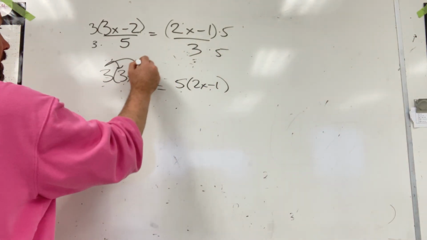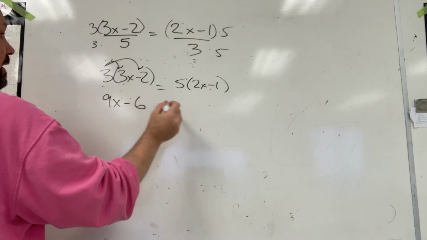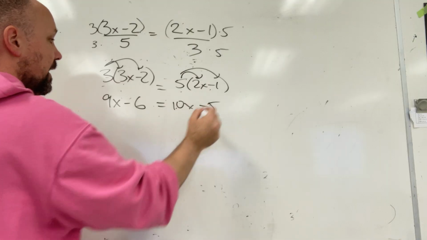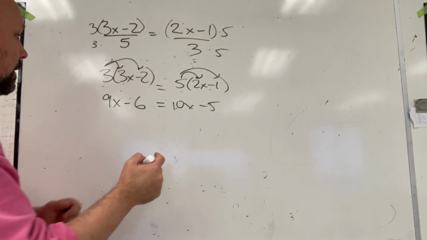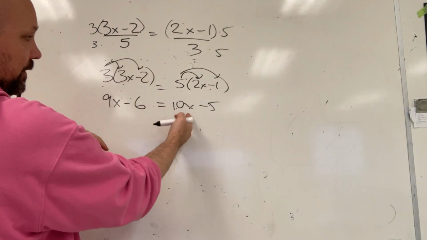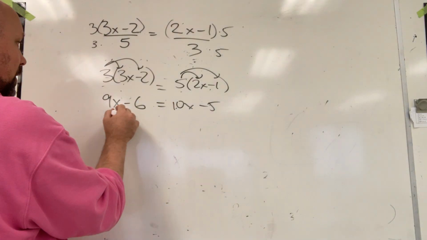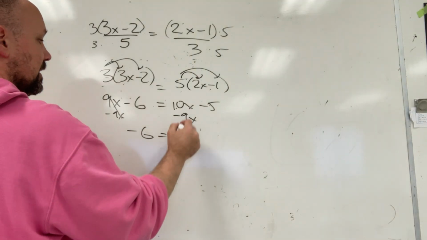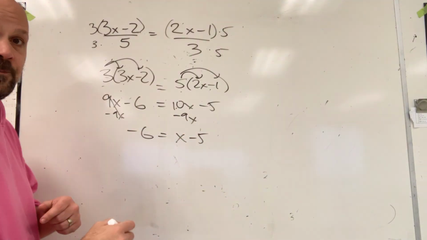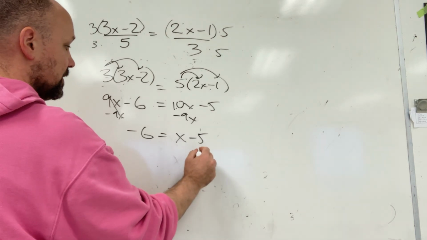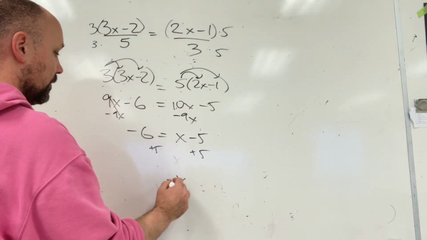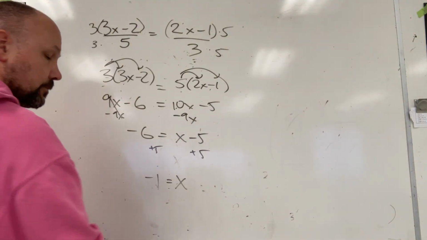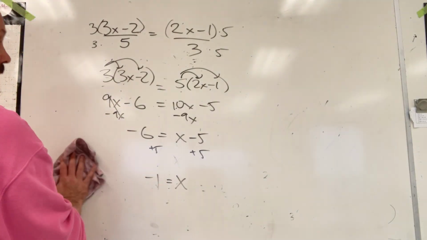So now it just becomes an old question that we did before. So we can expand. So that's 9x minus 6 is equal to 10x minus 5. And now we have variables on both sides, so I need to get rid of either this 10x or this 9x. I usually go for the smaller one. So I take away 9x from both sides. I get negative 6 is 1x minus 5. And now if I want x equals, I just add 5 to both sides. So x is negative 1. Done.